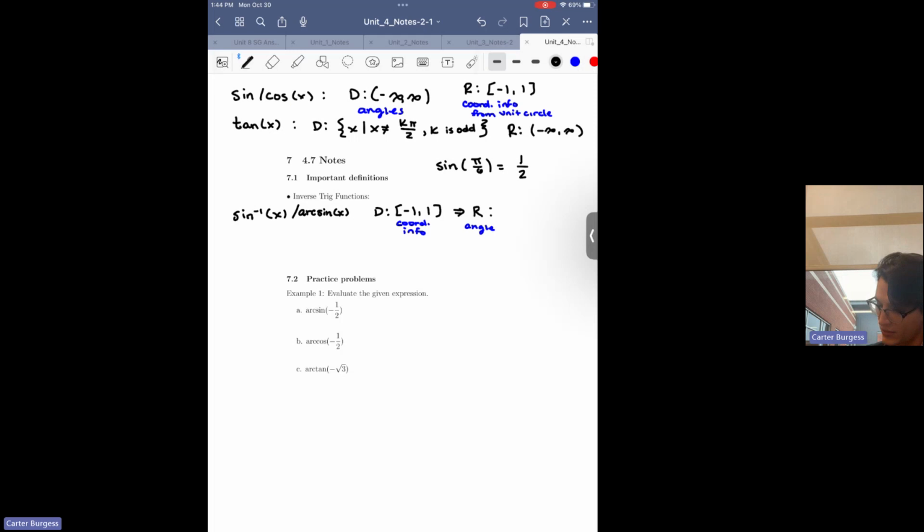Yeah, so if we wanted to do cosine inverse of x, otherwise denoted as arc cosine of x, this domain would also be negative 1 to 1, which is also coordinate information. And then for tan inverse, otherwise known as arc tangent, what is this domain going to be? All real numbers, negative infinity to infinity. We can plug in anything we want.